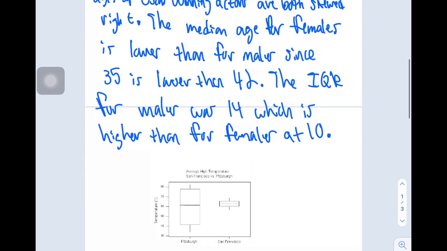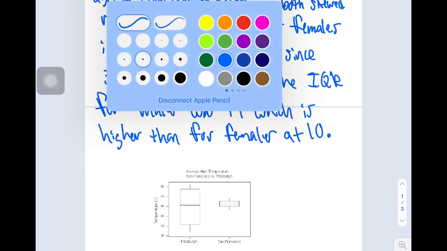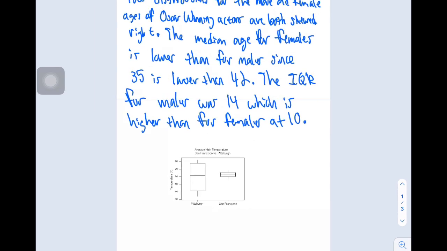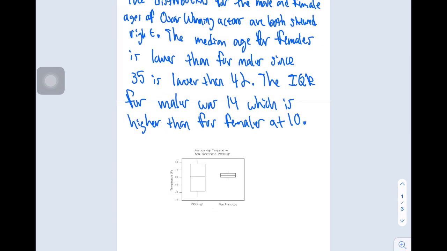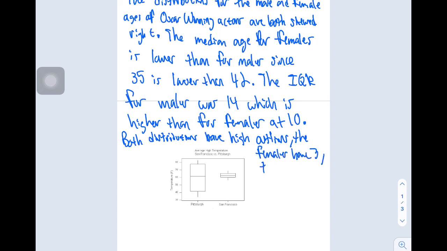Last thing would be to mention the unusual features. So we know that they both have high outliers. So we can say both distributions have high outliers. The females have 3. The males have 1.